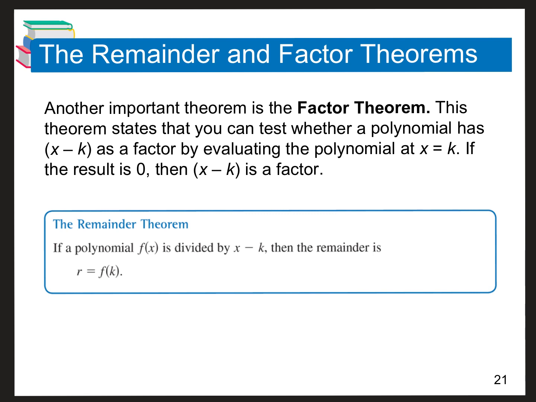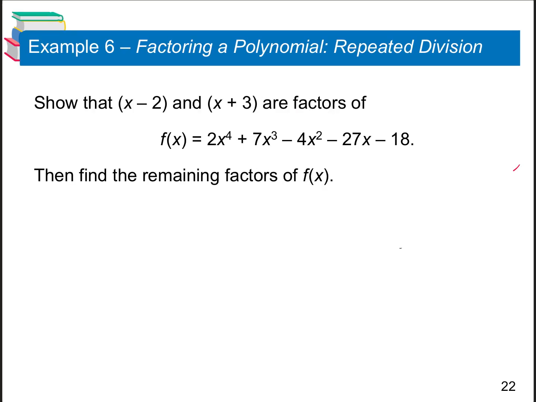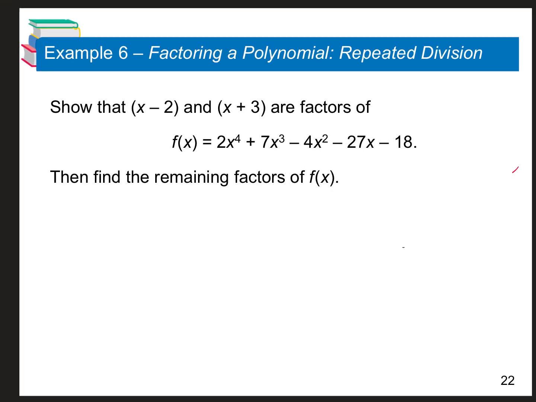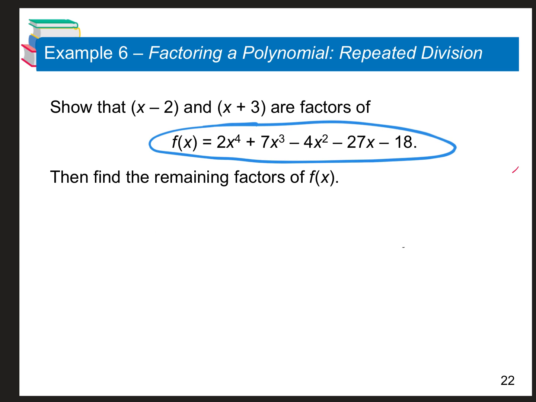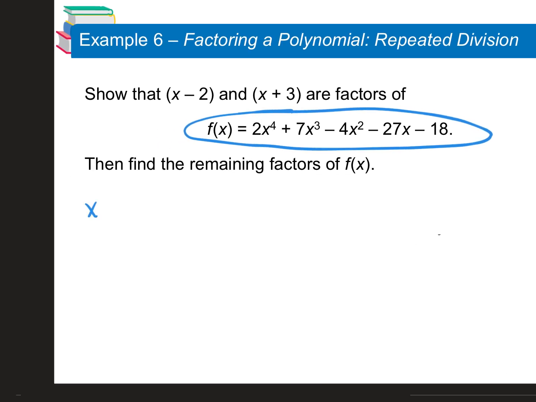But when you talk about the factor theorem, just so you understand what these words mean, the factor theorem asks, is this binomial a factor of the polynomial given? So what that means is you're going to show here that x minus 2 and x plus 3 are factors of this polynomial. Well, how many answers should you get for this polynomial? 4, because the highest exponent is 4. So in order to show that x minus 2 is a factor and x plus 3 is a factor, we're going to use synthetic division.